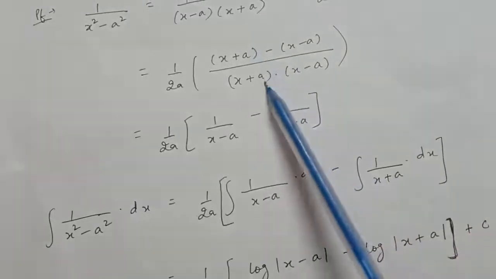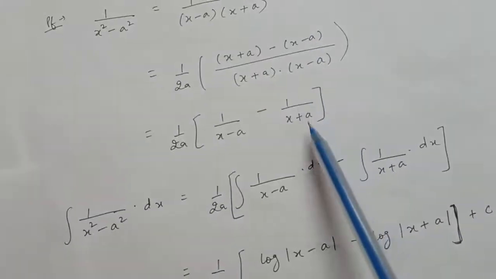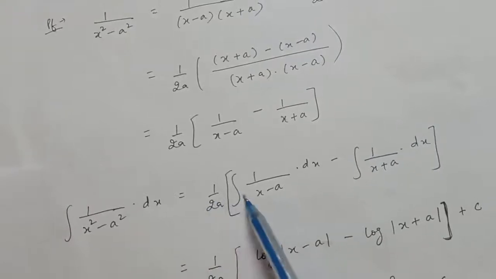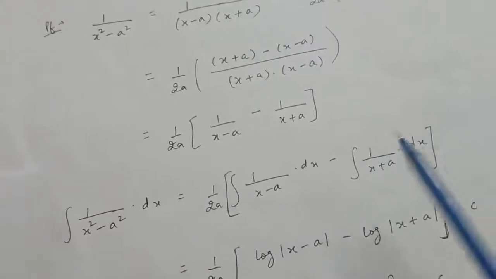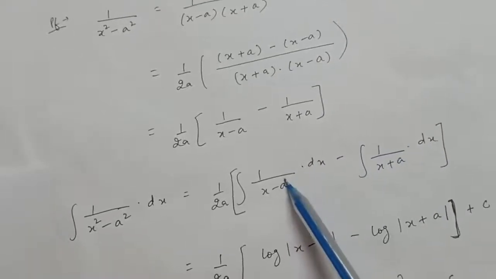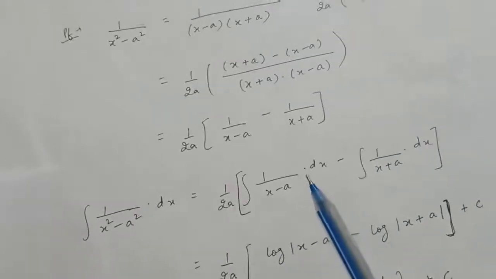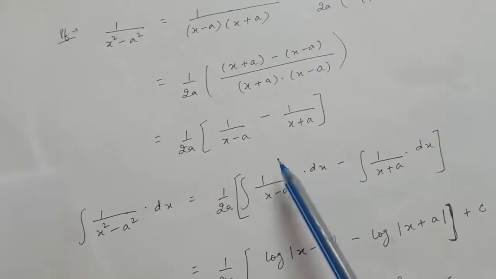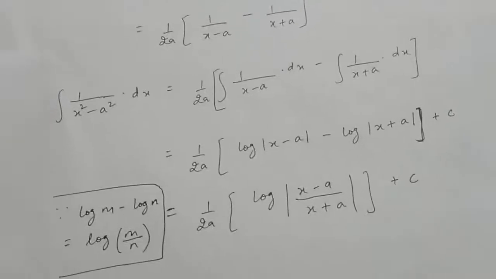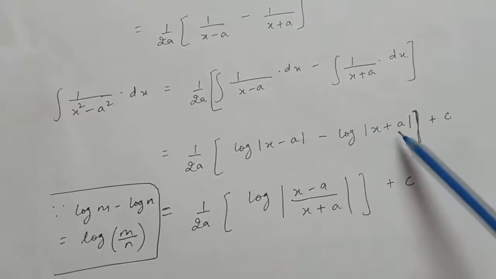So x plus a upon this will be 1 upon x minus a, minus x minus a upon this will be 1 upon x plus a. So the integral now becomes 1 by 2a integral of 1 upon x minus a minus integral of 1 upon x plus a. Now integral of this will be log mod of x minus a, because integral of 1 by x is log mod of x. So integral of this will be log mod of x minus a, minus integral of 1 upon x plus a will be log mod of x plus a.